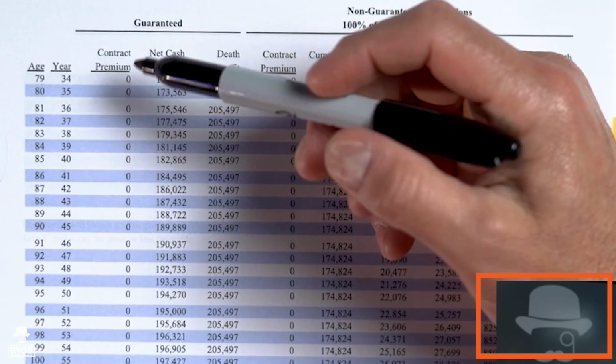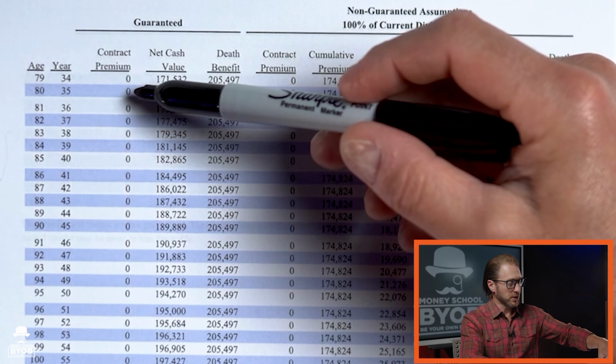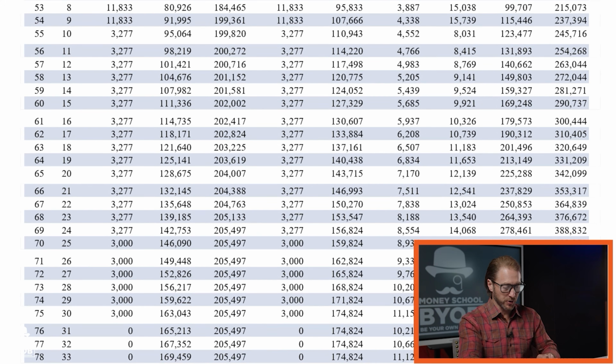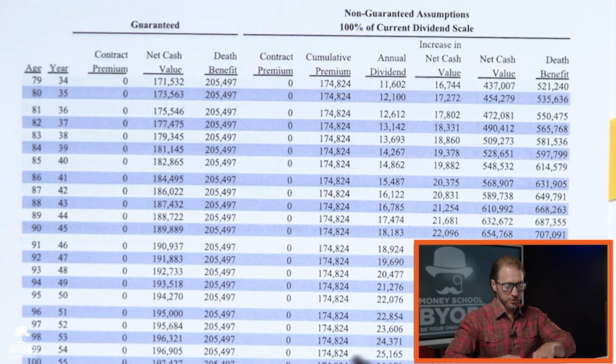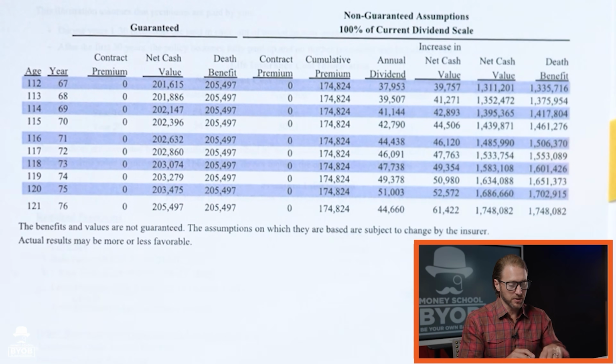The next page is just a continuation. We're not gonna get too deep into the numbers, but here you can see 34 years in, your contract premium went to 0. Just like we read in that earlier part of the illustration, I apologize, over here, after the 30th year, on the prior page, your premium goes to 0 and remains 0 until you get to 121. Now, if you make it to 121, like we mentioned, let's look at that real quick.